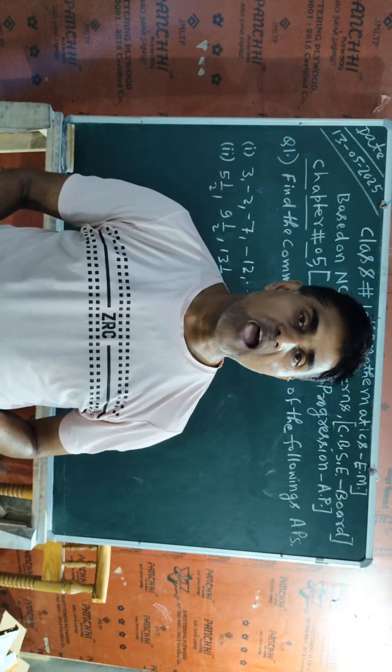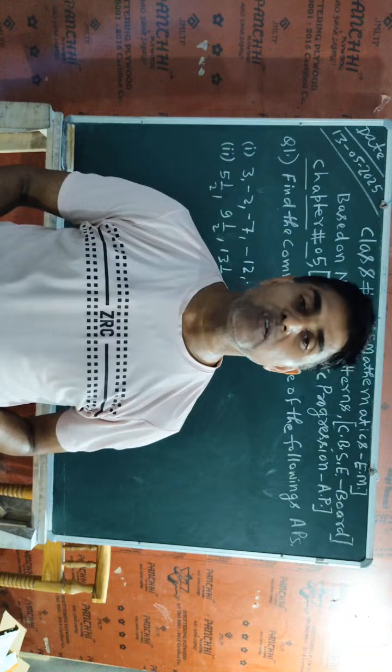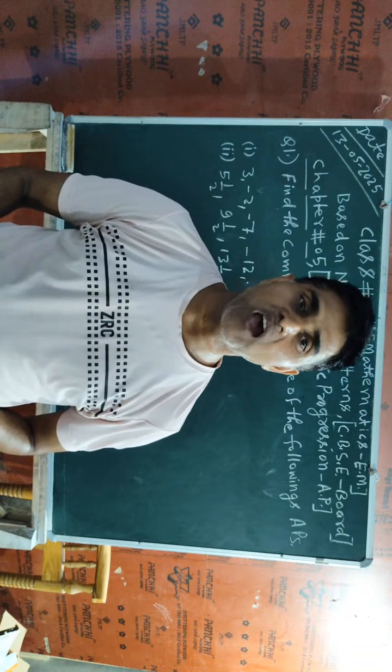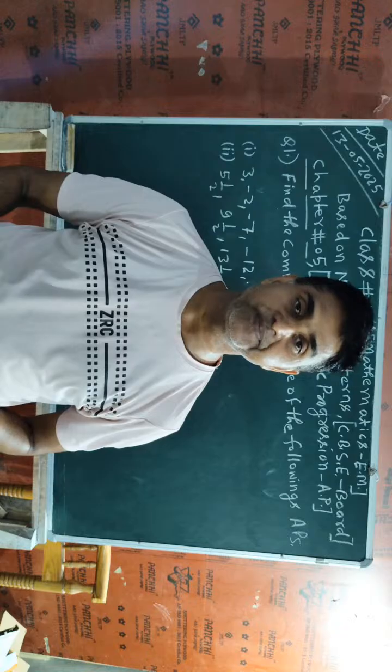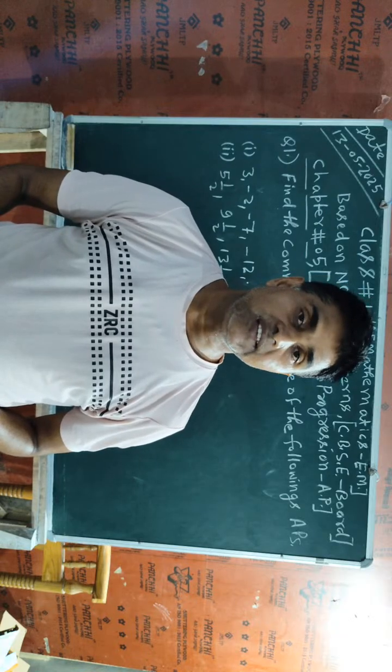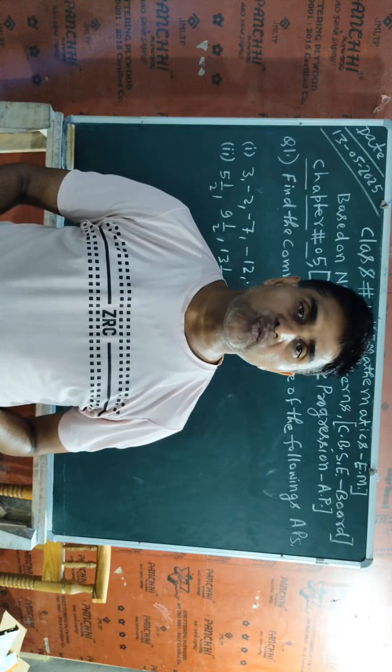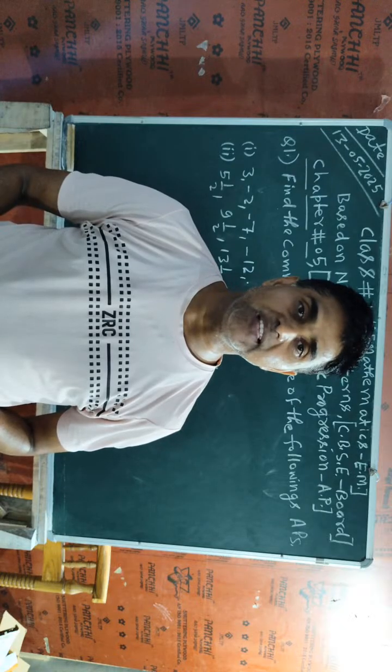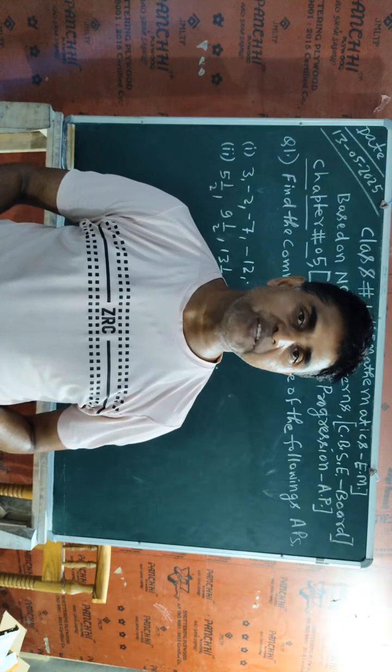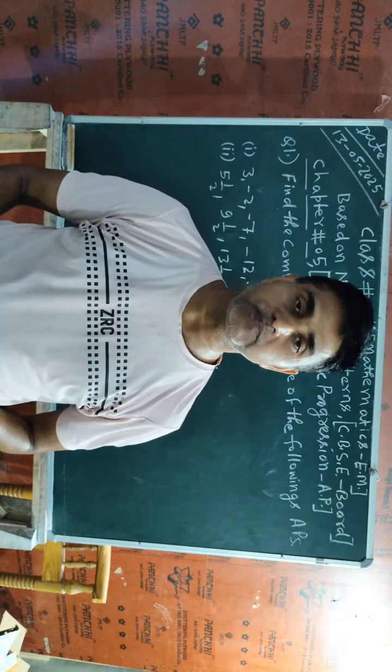Today I will talk on a topic whose name is arithmetic progression. It is also written in shortcut form, that is AP. A stands for arithmetic and P stands for progression.